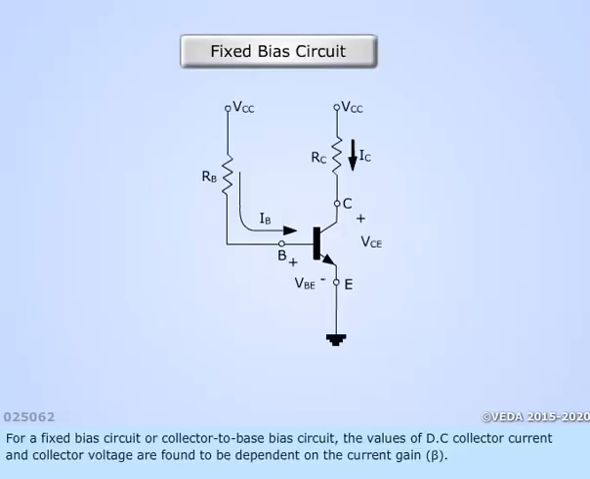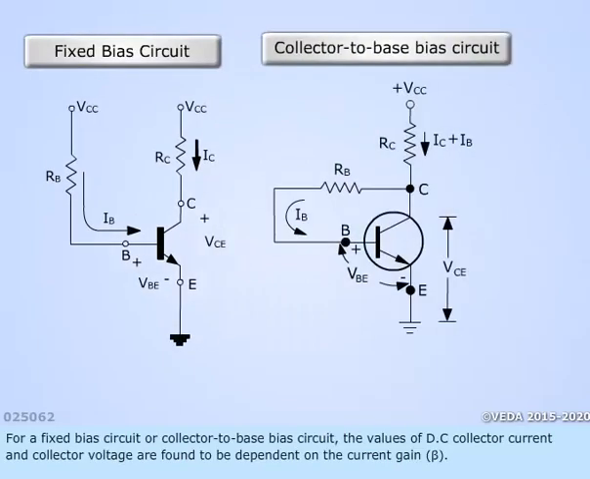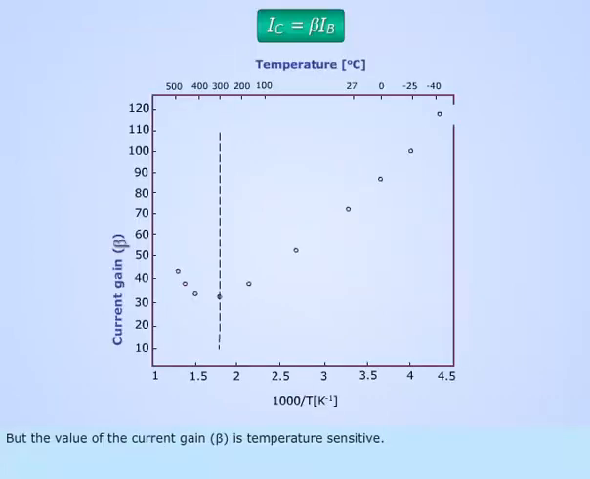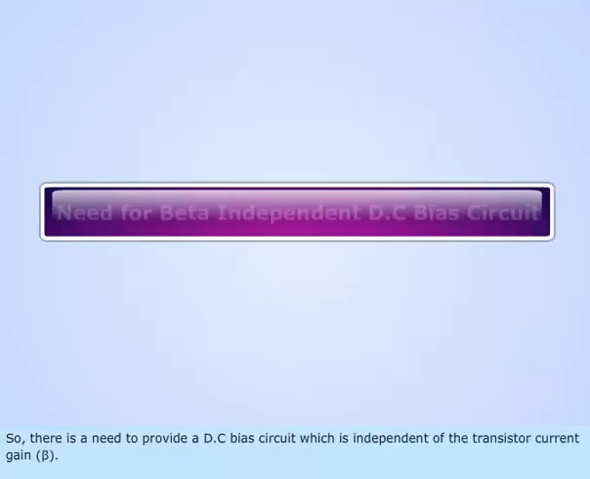For a fixed bias circuit or collector to base bias circuit, the values of DC collector current and collector voltage are found to be dependent on the current gain, or beta. But the value of the current gain, beta, is temperature sensitive. So, there is a need to provide a DC bias circuit which is independent of the transistor current gain, or beta.